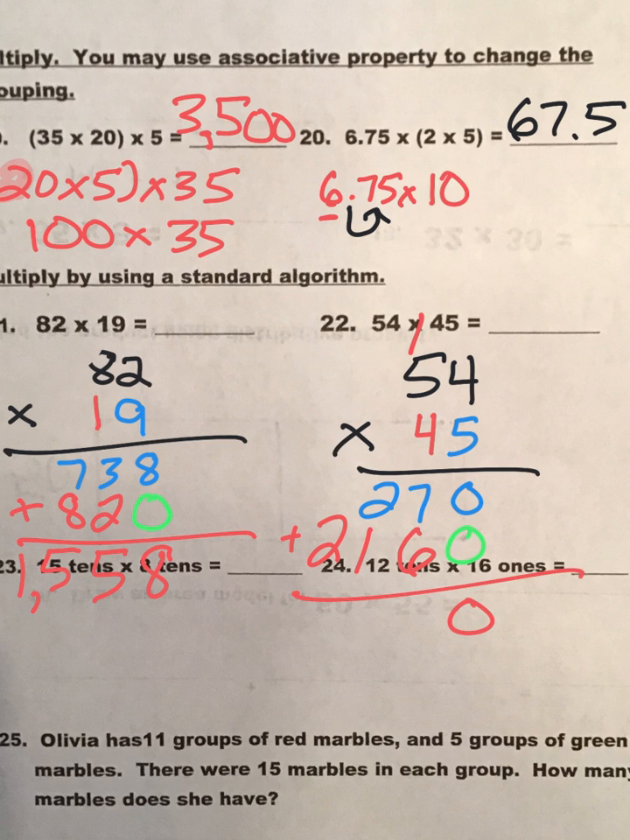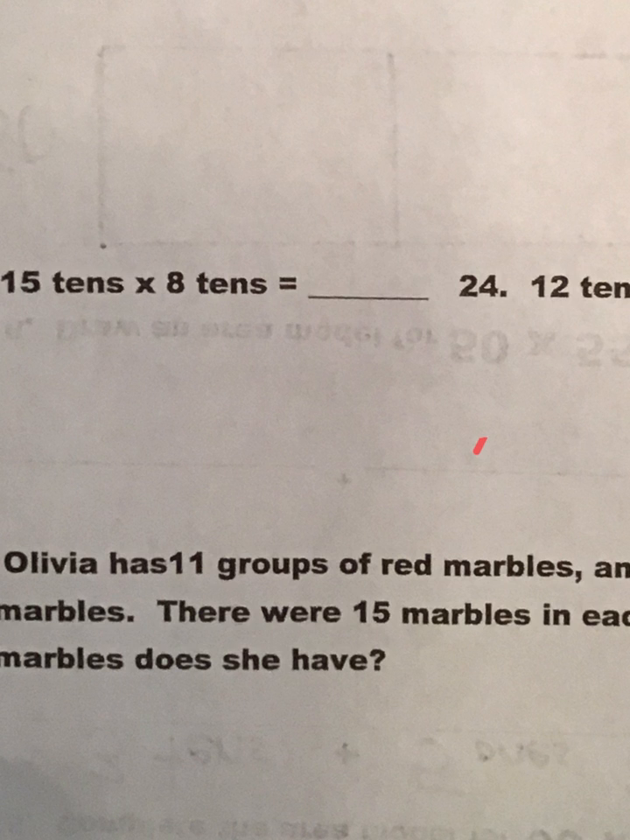I would get 0. 7 plus 6 is 13. Write down the 3, regroup our 1. 1 plus 2 is 3, plus the 1 that I regrouped makes 4. And 2 plus nothing is 2, making that answer 2,430. Looking at the next problem, we see 15 tens times 8 tens.